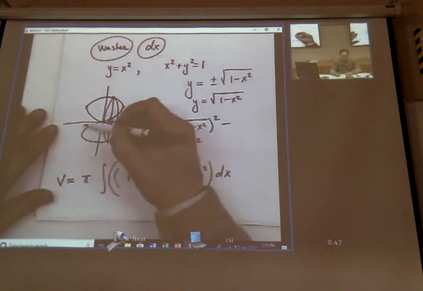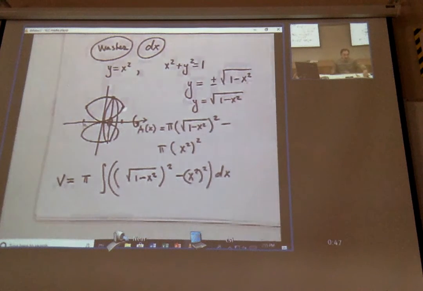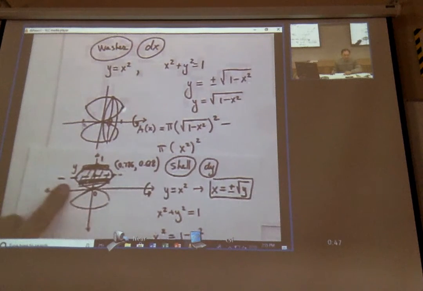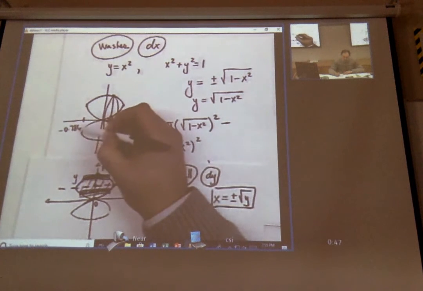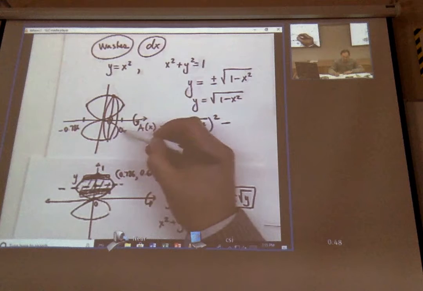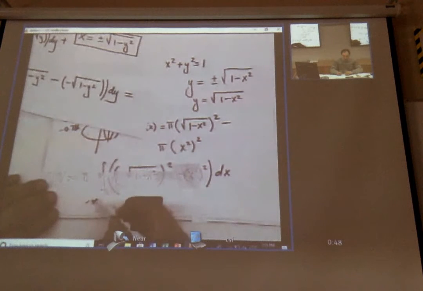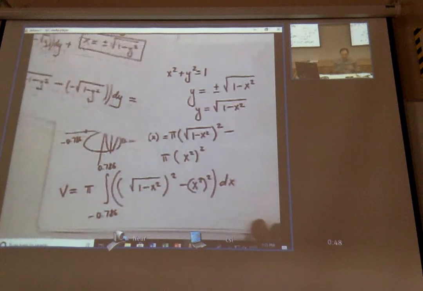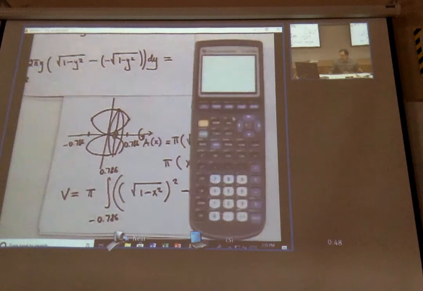Well, we need to know x coordinates right here, right? Because it's dx, again, x-axis. So I'm going to go back to what I purposely kept, because I knew we need this. So one will be positive, the other one will be negative, right? So here we have for x, negative 0.786, and here we have positive 0.786. So the integral will be from negative 0.786 to positive 0.786. That's your integral, right?